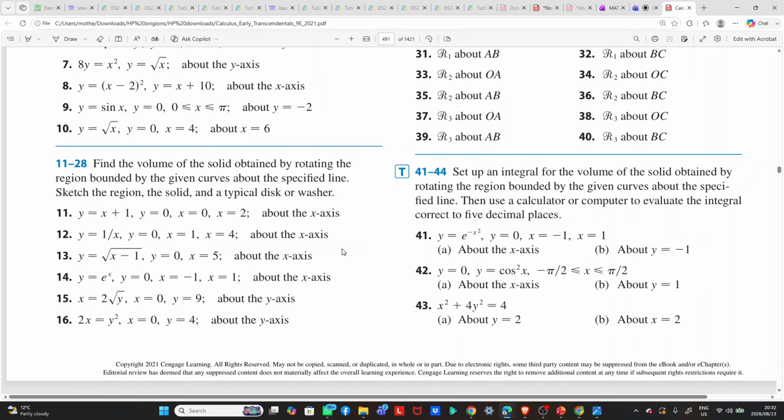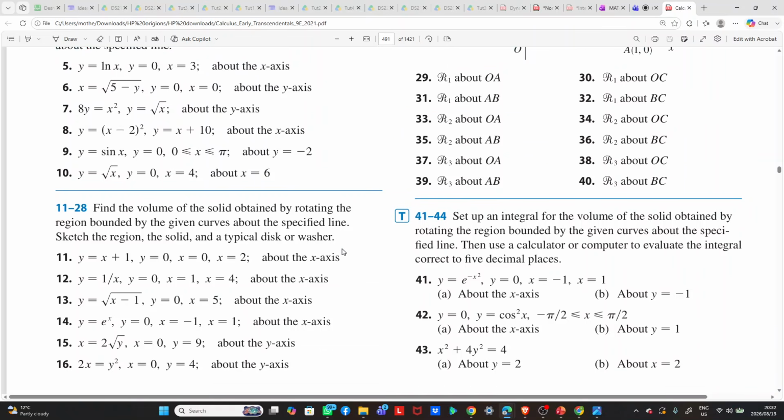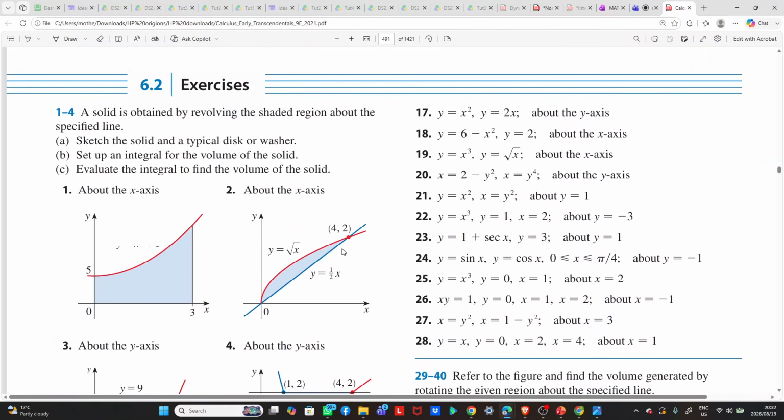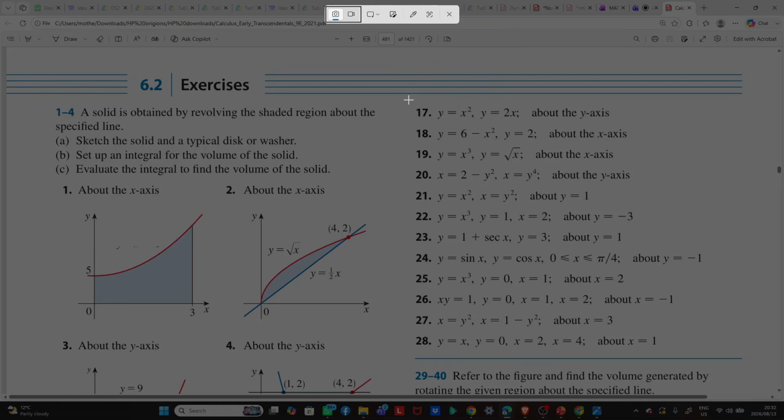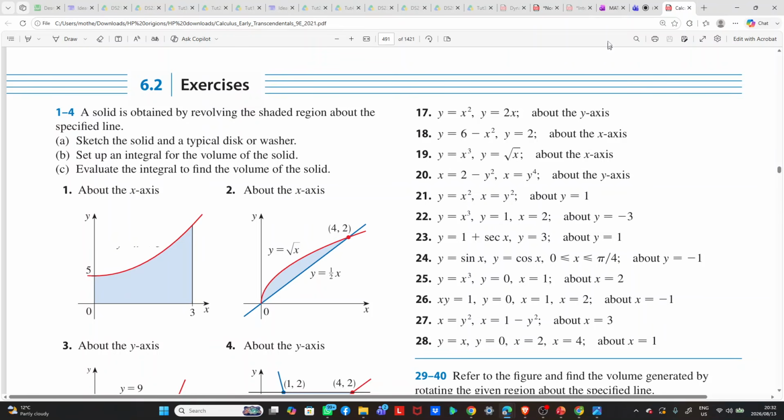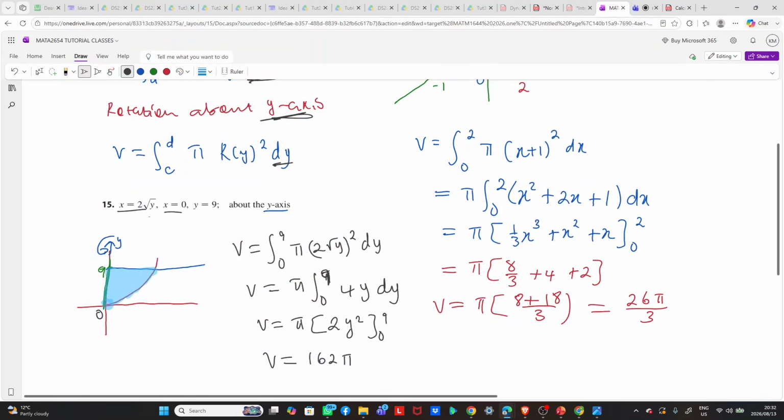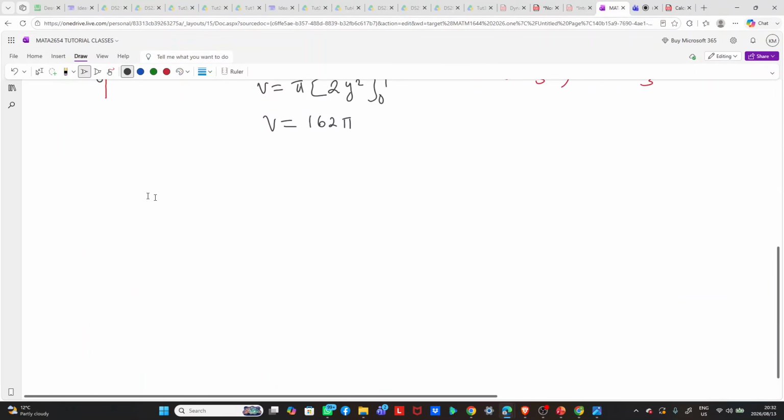Okay. However, now if we look at this one, for example, this one. What is going to happen if we have something like that?